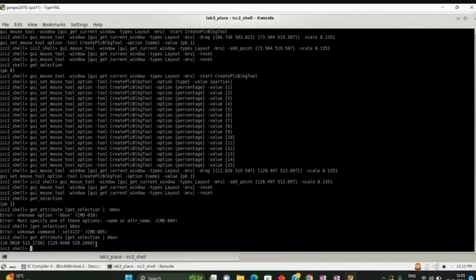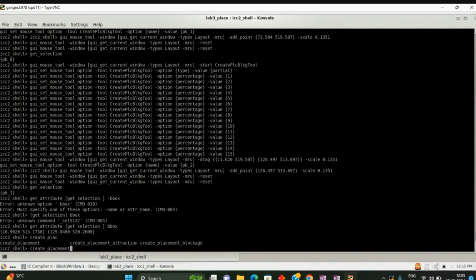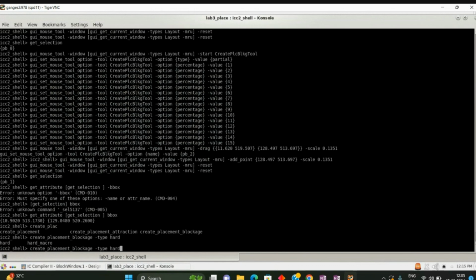If you want to execute that by command, there will be a command also, right? Create placement blockage. So you need to keep it somewhere. Suppose you want to keep this recipe in some file, so like this you need to do, right? So hyphen type hard or soft, like this you will give. Okay, or partial. Okay, hyphen b box, hyphen boundary, and this boundary you can give. If you give like this, same like that it will apply.